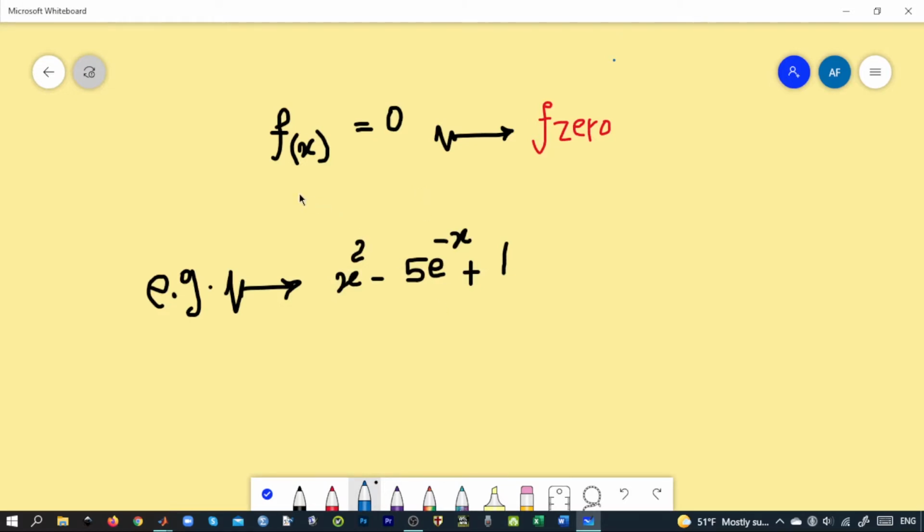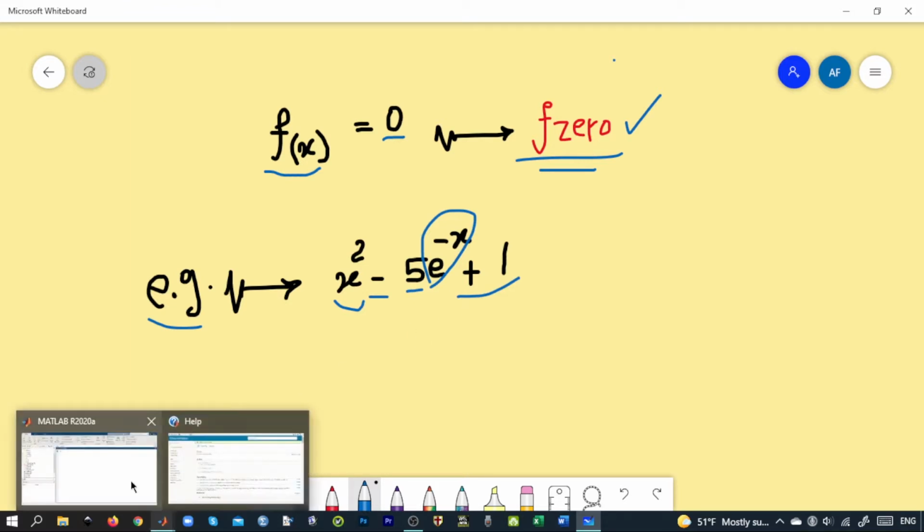However, in this session, we are going to solve the general case of a nonlinear equation in the form of f(x) equals 0 using the fzero function. For example, assume that we have an equation of the form x squared minus 5 times x to the power of minus x plus 1, and we would like to find a single root of this equation.